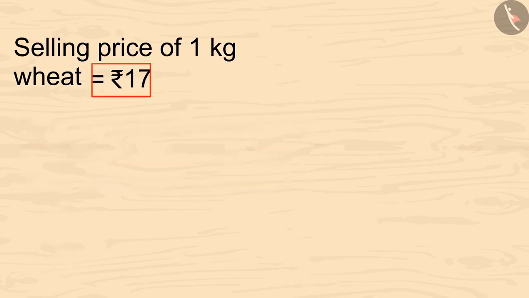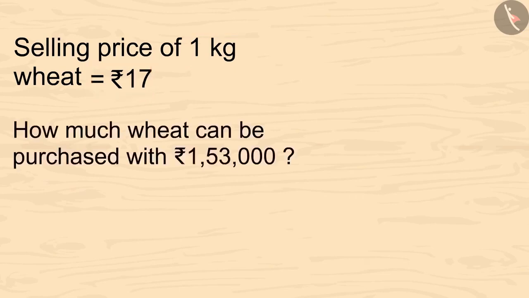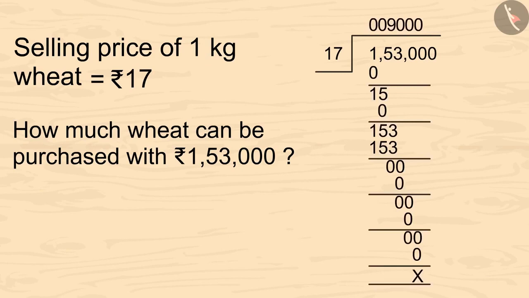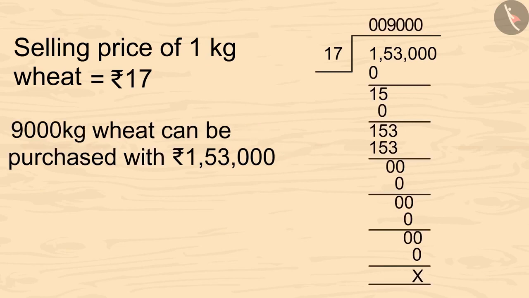If we can buy 1 kg of wheat at the rate of 17 rupees, how much wheat can be purchased with 1,53,000 rupees? For this, we'll use the operation of division. On dividing 1,53,000 by 17, we'll get 9,000. So Kareem has sold 9,000 kilograms of wheat today.